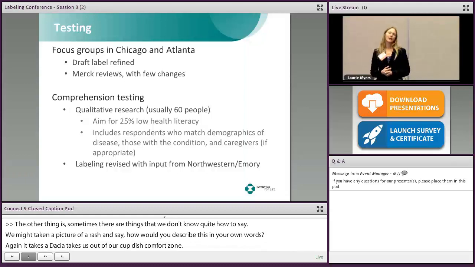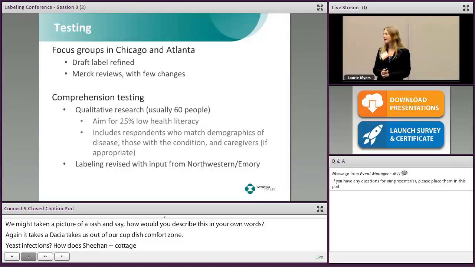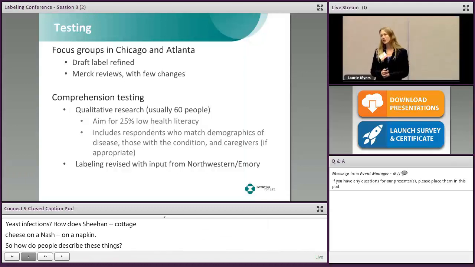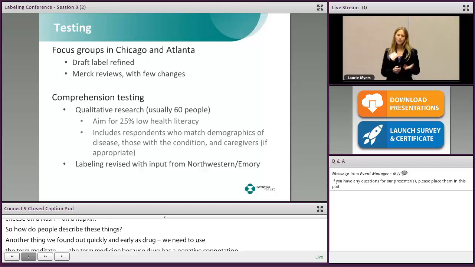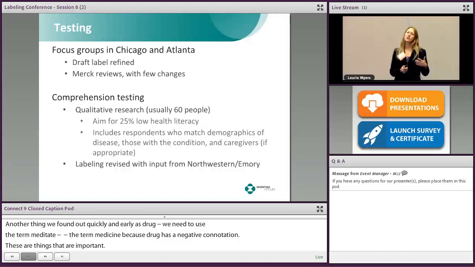Yeast infections, dollop of cottage cheese on a napkin. How would you describe this in your own words, right? But what it does is it helps us use the language that people use in describing these things. Another thing, by the way, we found out very quickly and very early is drug. We need to use the term medicine because drugs have very negative connotations, right? And so again, these are insights that are really important.